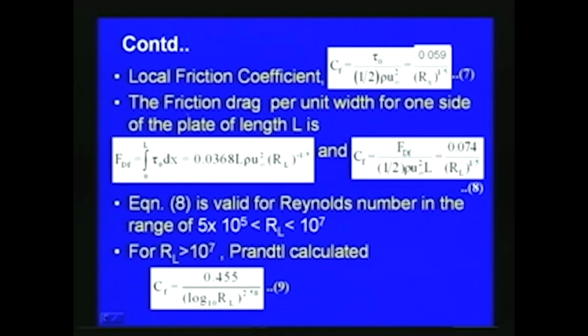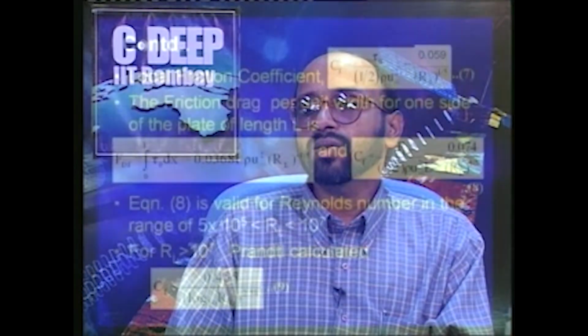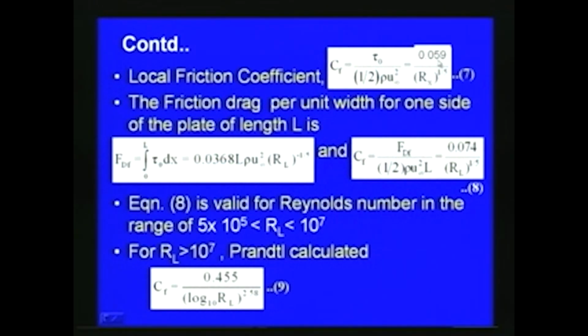So, now for the turbulent boundary layer the local friction coefficient we can find out: Cf is equal to τ0 divided by half ρ u∞², as we have discussed earlier. For the turbulent boundary layer we can show that Cf is equal to 0.059 divided by Rx to the power 1/5, where Rx is the local Reynolds number, as in equation number 7.